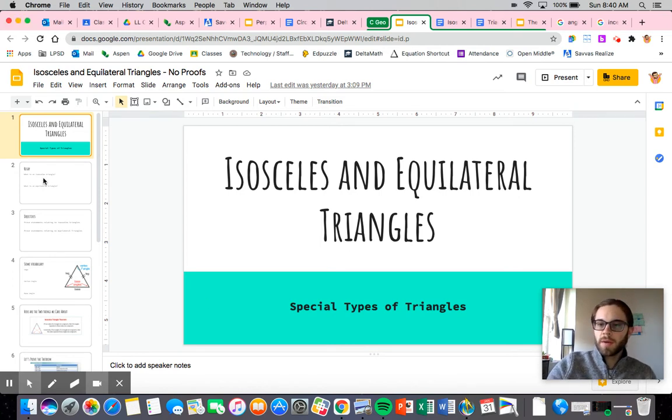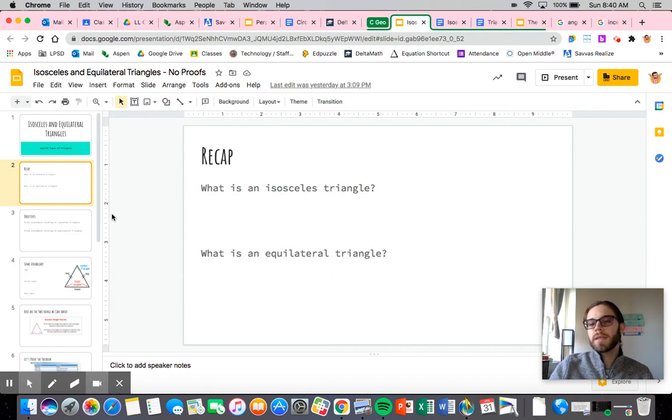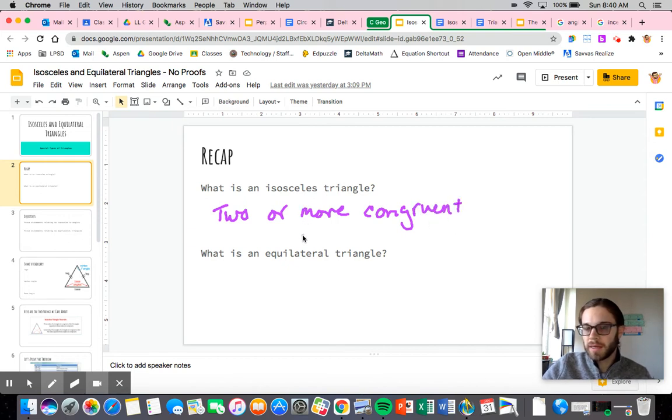So, as a quick little recap, an isosceles triangle, you may recall, is just a triangle where there are two or more congruent sides. Technically speaking, it could have all three. It's just that we typically call an isosceles triangle with all three sides congruent equilateral. So we have two or more congruent sides. You probably would have known that.